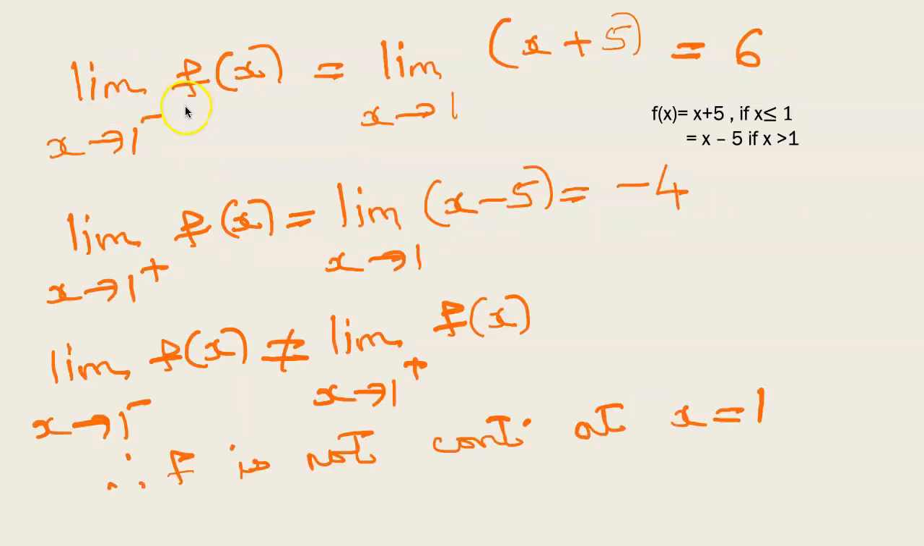Now the limit as x tends to 1 from the left of f(x). 1 to the left means x less than 1. So it will be the limit as x tends to 1 of x + 5, which is 1 + 5 = 6. And the limit as x tends to 1 from the right of f(x): 1 to the right means f(x) is x - 5. So it will be the limit as x tends to 1 of x - 5, which is equal to -4. So we have the left-hand limit not equal to the right-hand limit. So f is not continuous at x = 1 because the left-hand limit is 6 and the right-hand limit is -4.